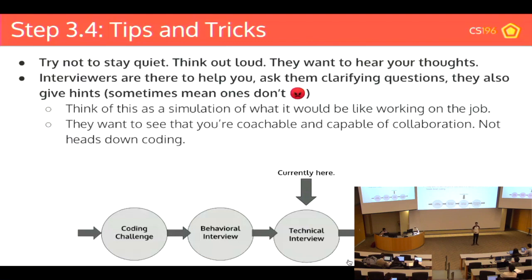As I said earlier, they want to see that you're coachable. On the real job, you're not headphones in, hoodie on, dark room coding. You're in an office, you're working with other people on large-scale projects, and they want to see that you're capable of working with other people to solve problems.